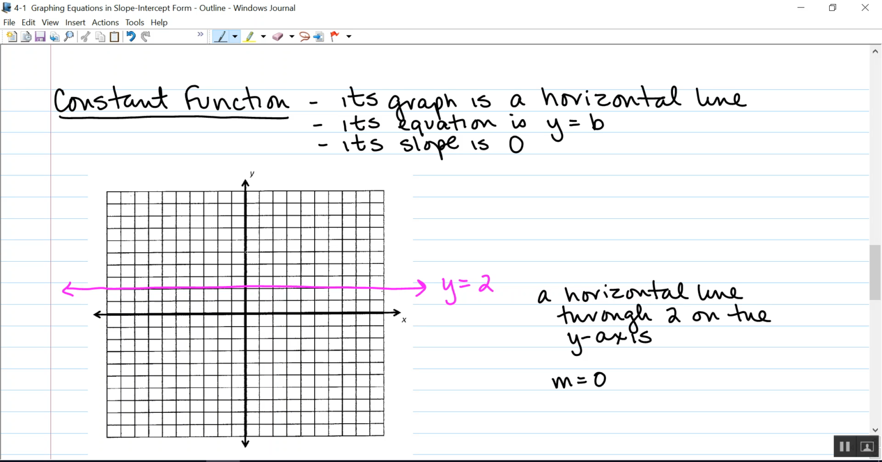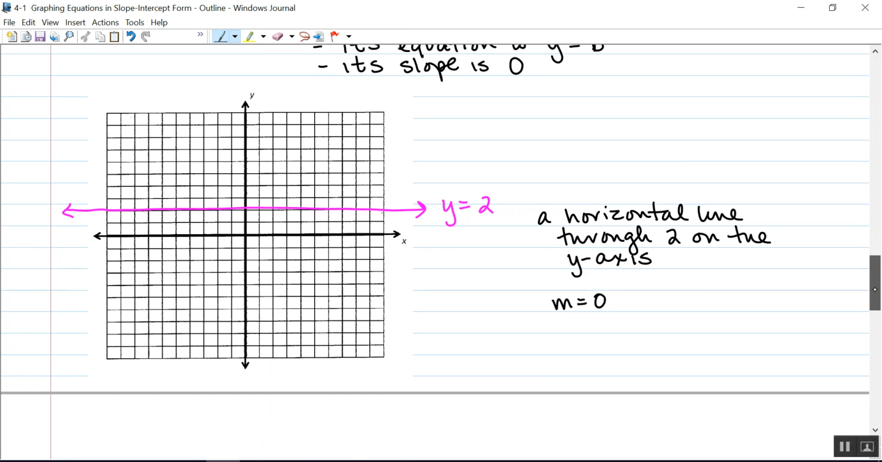So this is a line you need to memorize. If you see y equals a number, just realize that that's a horizontal line that goes through that number on the y-axis.